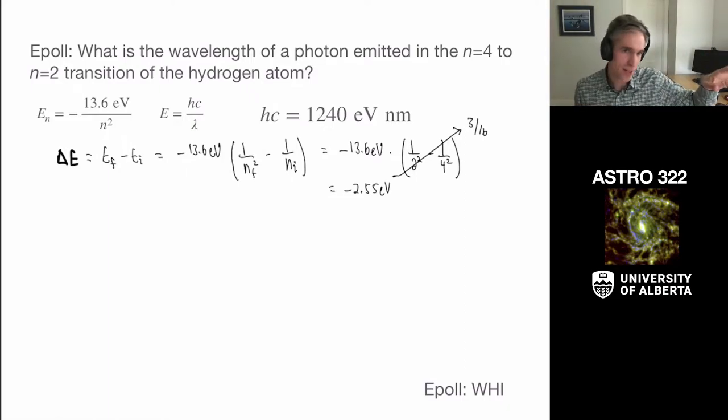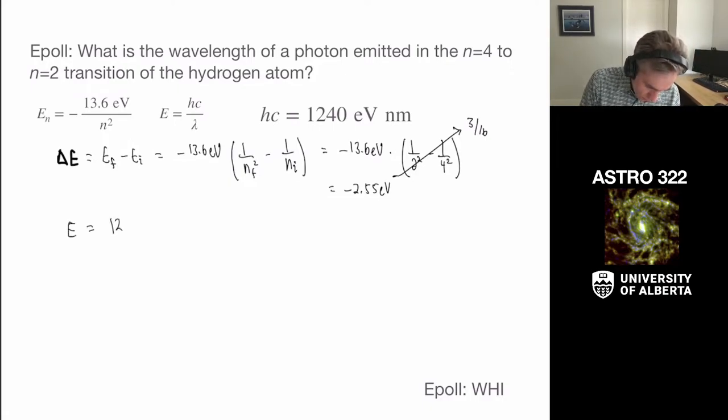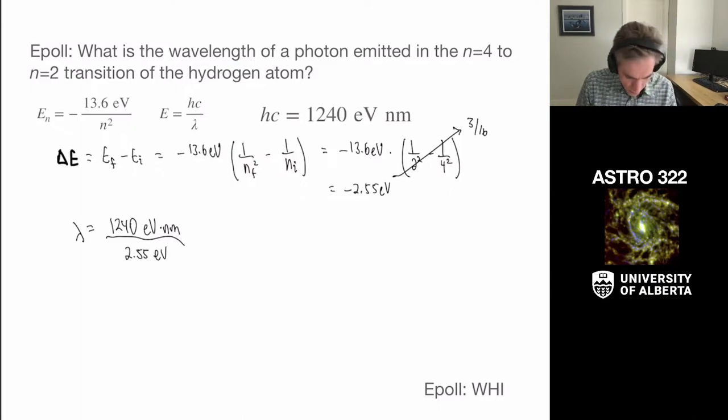You can put in 6.63 times 34 times 3 times 10 to the 8, and then you can convert that into eV and get the same result. But if you do the cheater's formula, which I'm a big fan of, it's 1240 eV nanometers over the 2.55 eV. That is distinctly not the right variable on the other side. That's a lambda over there. And if I plug that in, I get 486.2 nanometers.